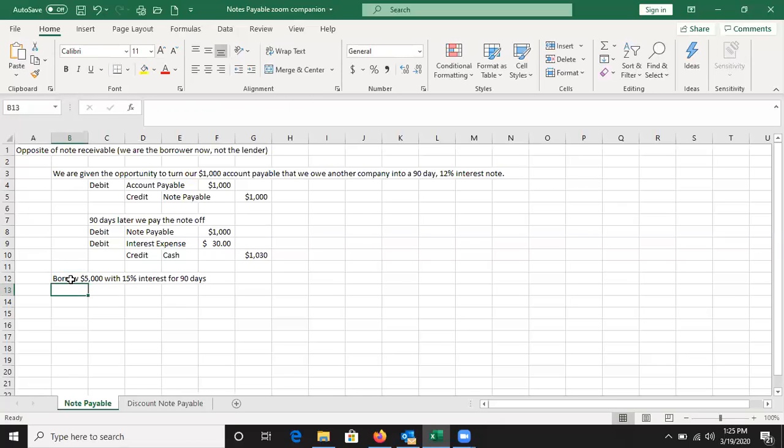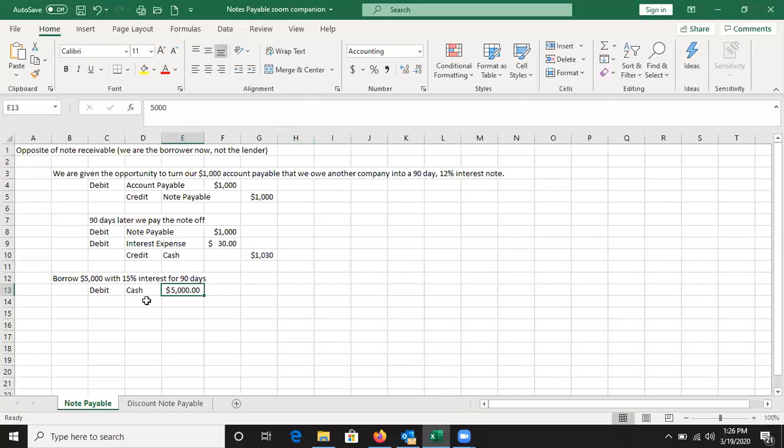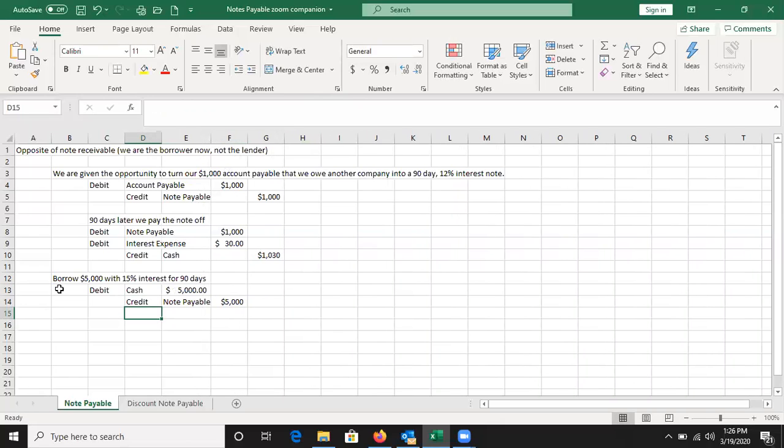Okay. So here's the key word, we borrowed. So we're not turning an account payable into a note. We're just borrowing money. So in this case, we debit cash, $5,000, because we're receiving $5,000 as a loan. We're going to credit note payable, $5,000. So we're recognizing the liability we now have to pay in the future. So this is right when we borrow it. Okay. Debit cash, we're receiving cash, credit note payable.